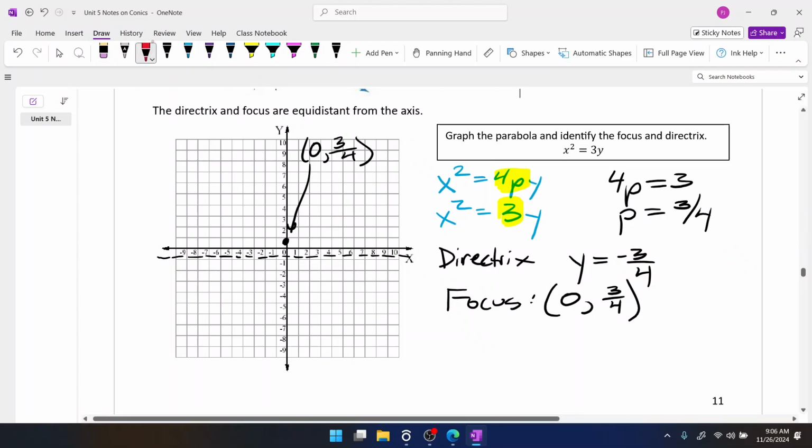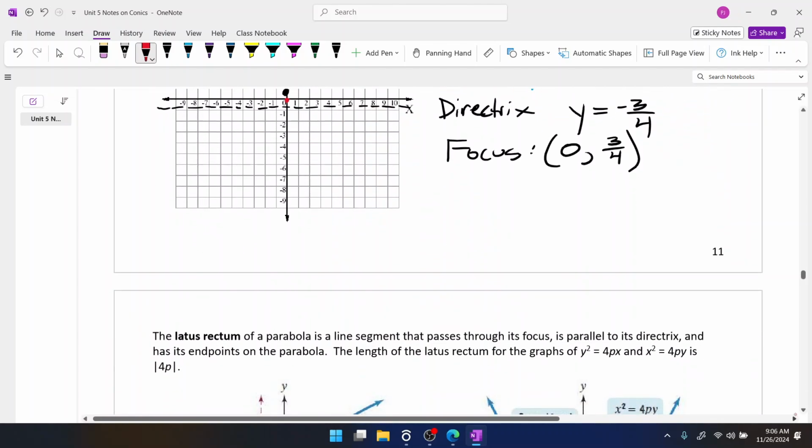And of course, it's going to have its vertex at the origin here. And we're going to be able to draw this. But before we actually draw this, I want to introduce one more topic that's on the next page that ties directly into this. And yes, you can laugh.